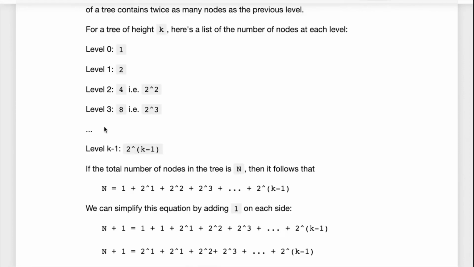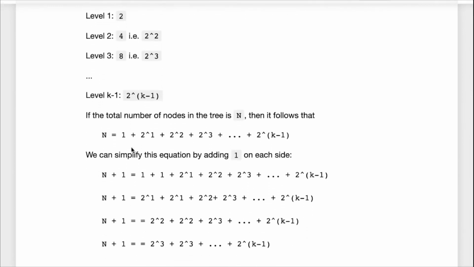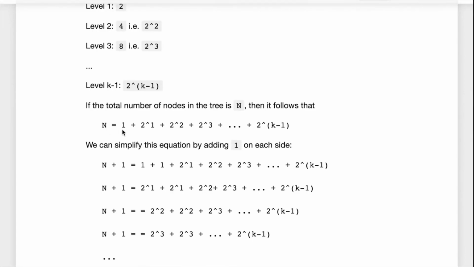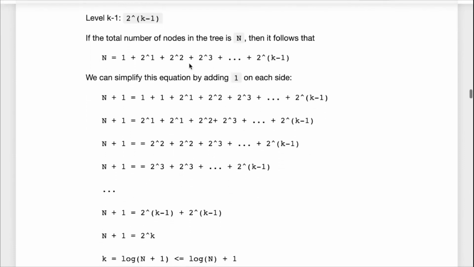And similarly, if you keep going down, level k minus 1, the final level, will have 2 to the power of k minus 1 nodes. So if the total number of nodes in the tree is n, then it follows that n is 1 plus 2 plus 2 square plus 2 cube plus so on plus 2 to k minus 1. Okay. So what we're trying to determine here is the relationship between the height of the tree and the total number of nodes in the tree. And this is the relationship, and we can simplify it a bit.